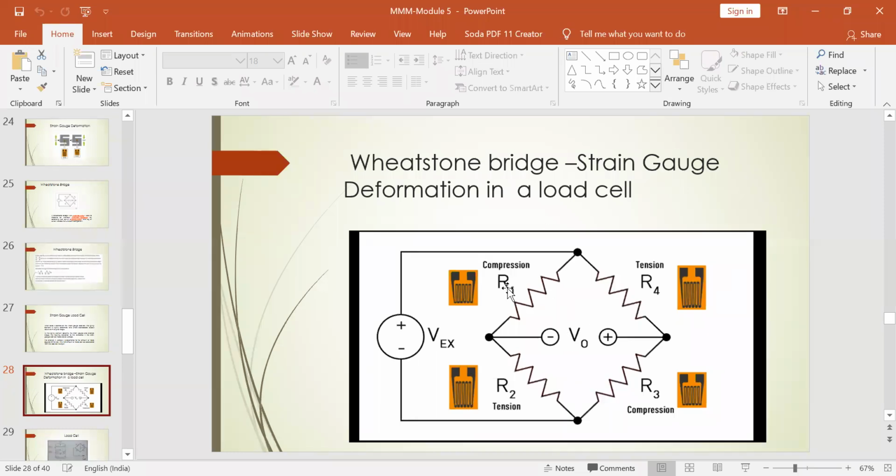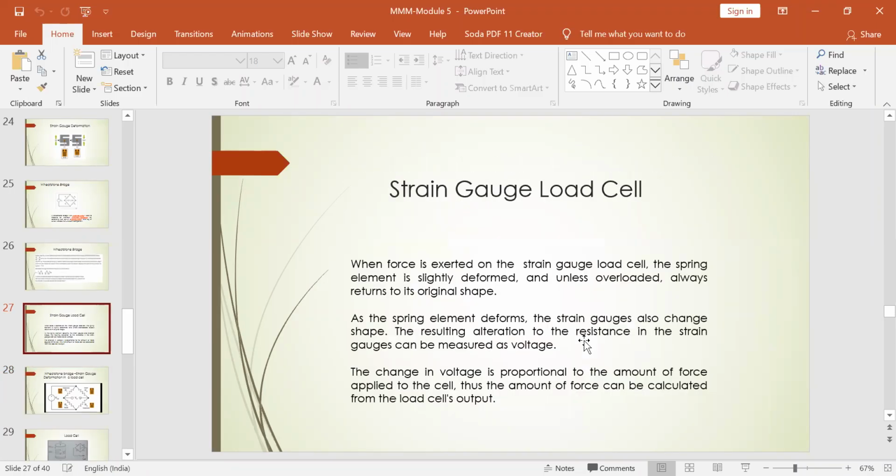Here you will have R1 associated with compression, R4 with tension, R2 with tension and R3 with compression. So you will align them directly opposite to each other. This will be the excitation voltage which helps in deforming the strain gauge load cell, and here is the output voltage you determine based on the equation which was explained to you all. Now let us focus on some aspects related to the strain gauge.